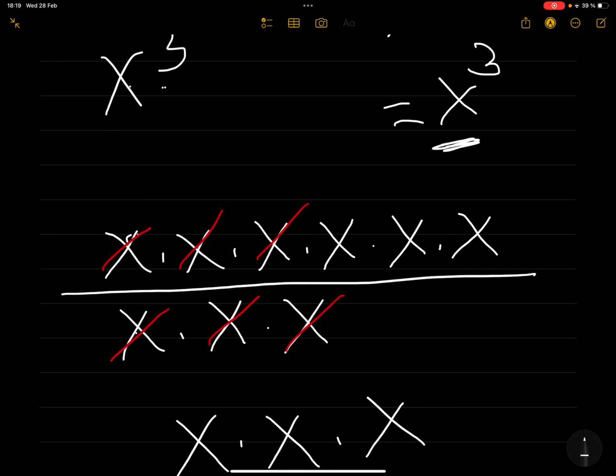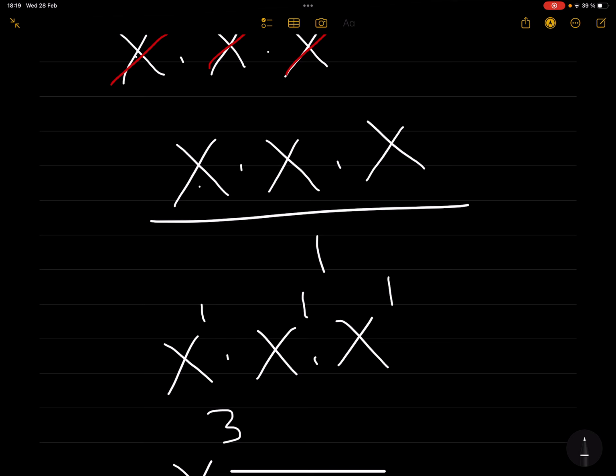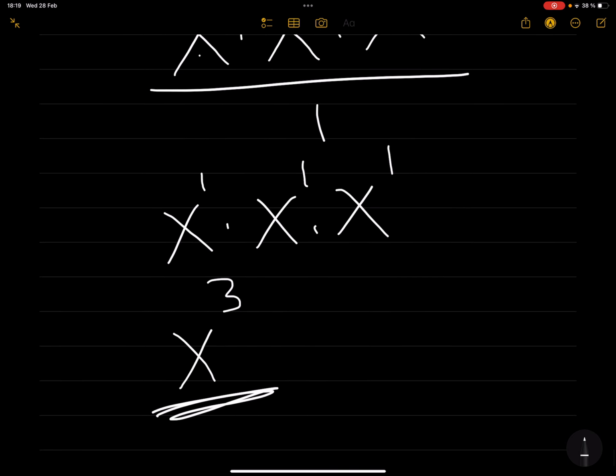X to the 6 is the same as this, 1, 2, 3, 4, 5, 6, divided by x to the 3, 1, 2, 3. So they cancel each other out. How many is left? 3 x's. So that means x to the 1, x to the 1, x to the 1. Bases are the same, so we go back to the multiplication rule, add the exponents, and you have x to the 3.